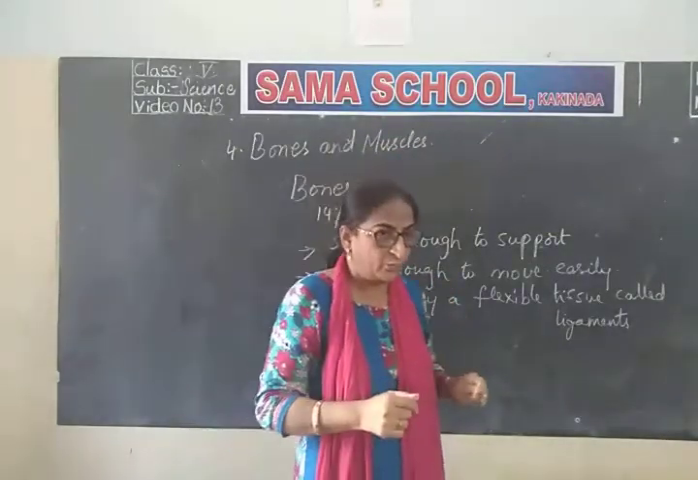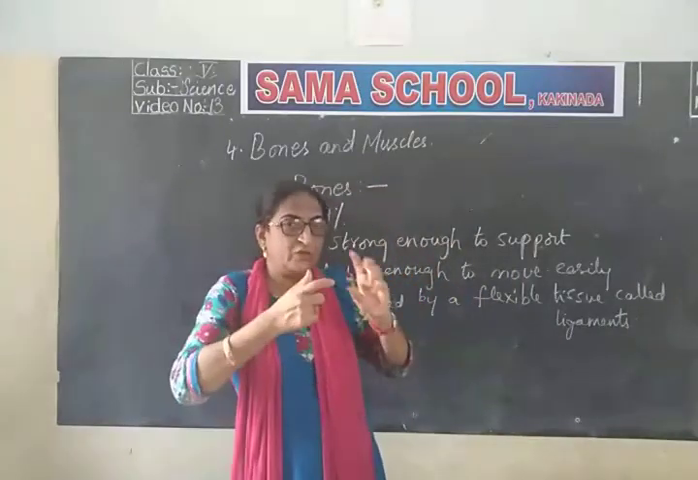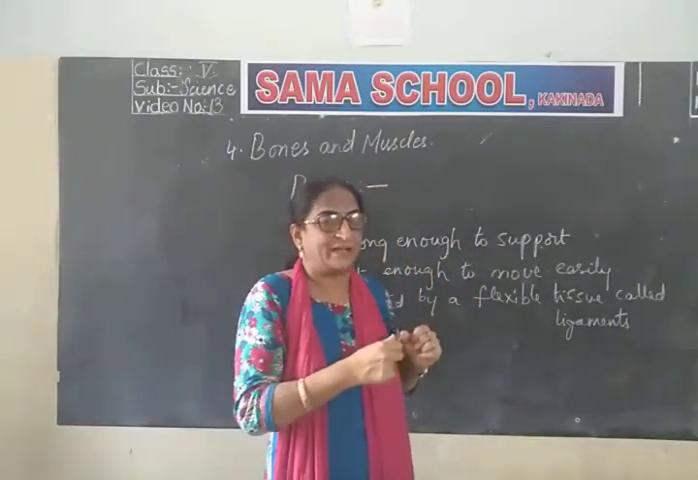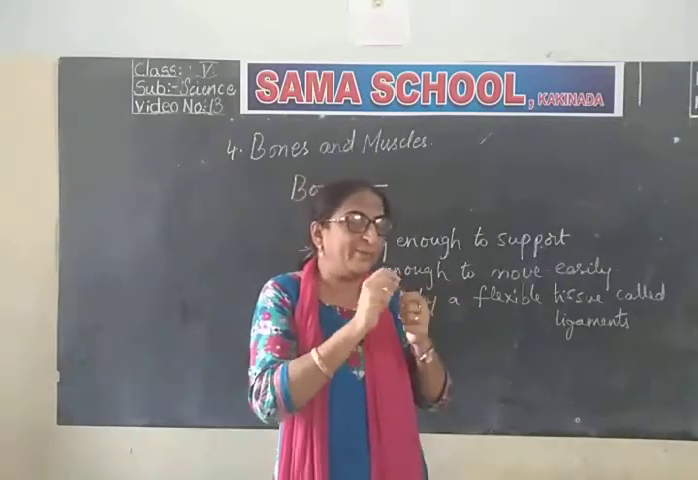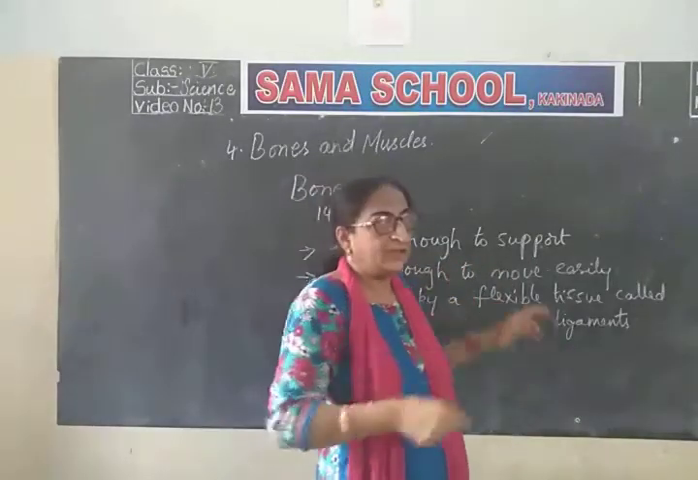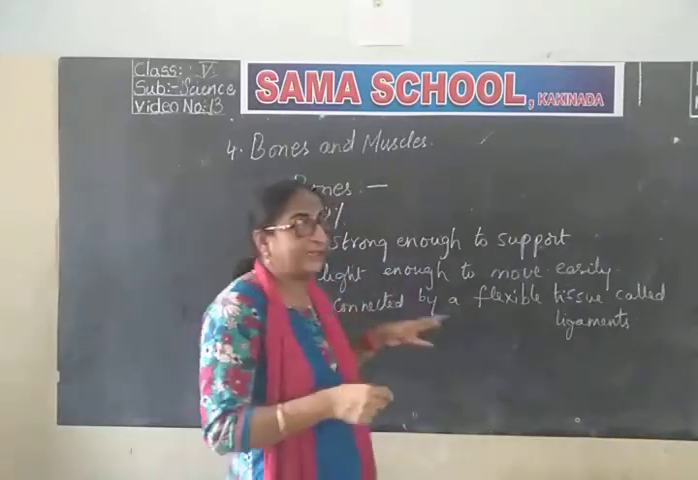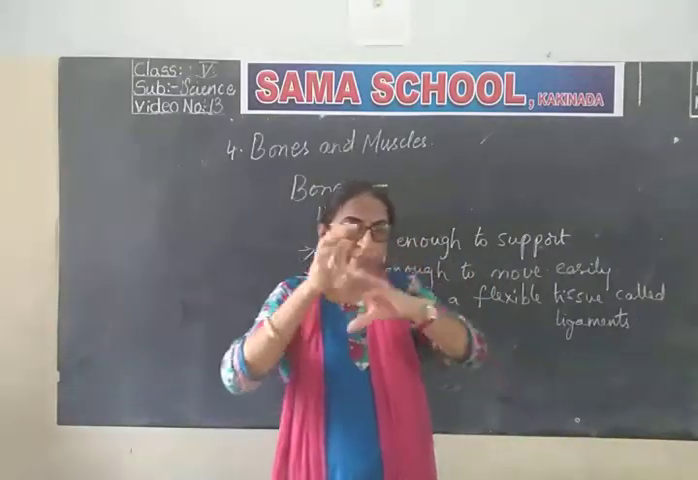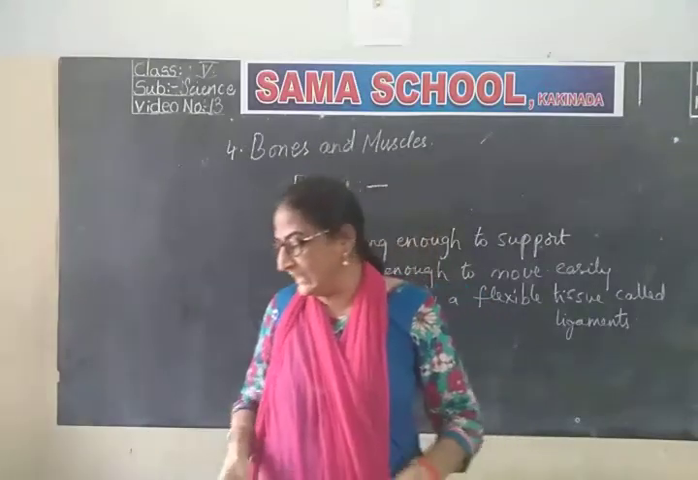For example, when you are walking and you sprain, you twist your leg, sometimes there will be swelling there. Because a fracture may not be there, but the ligament may be cut. So that's why you get a swelling. So these are the flexible tissues called ligaments. There are many bones, and they are connected together by a flexible tissue called ligament.